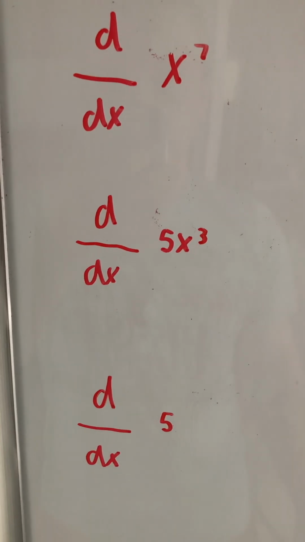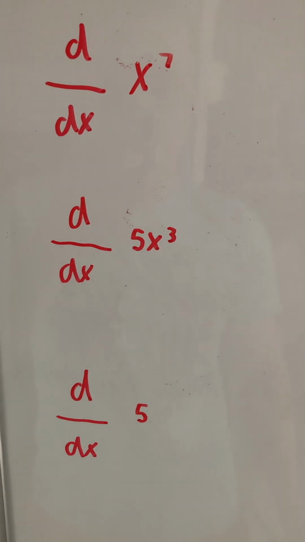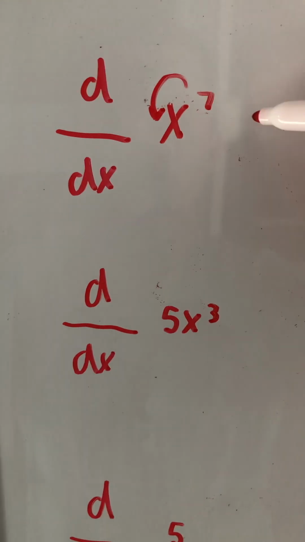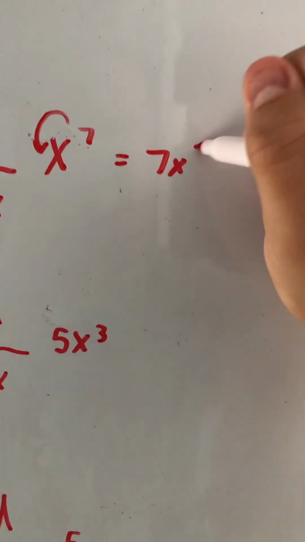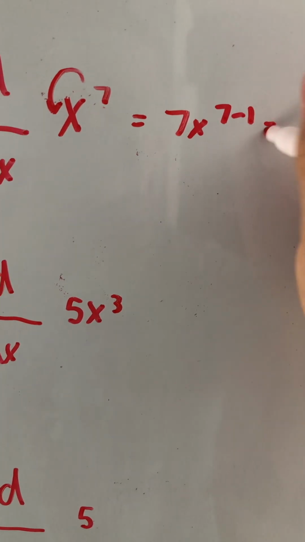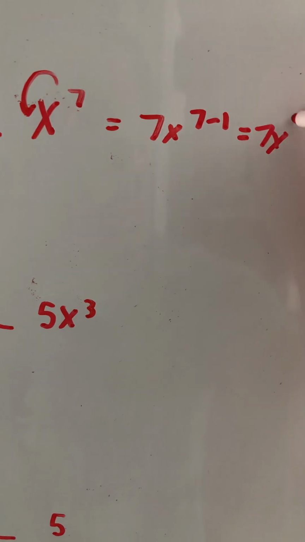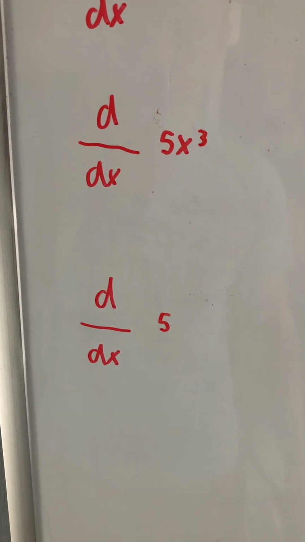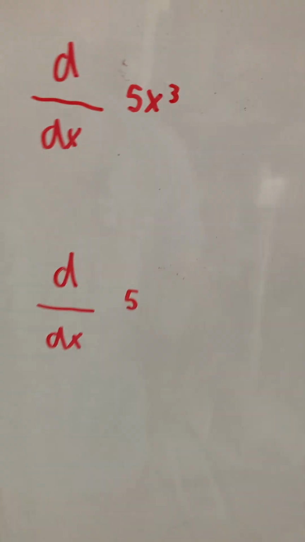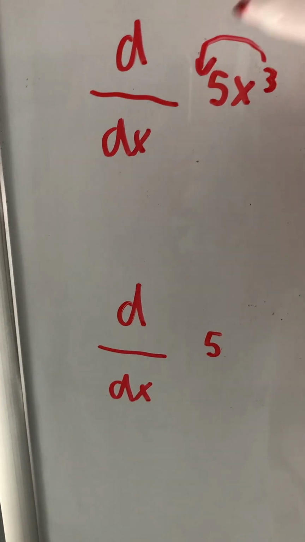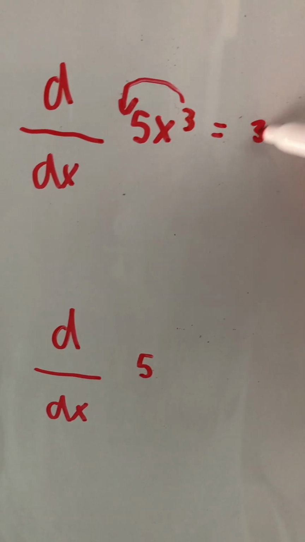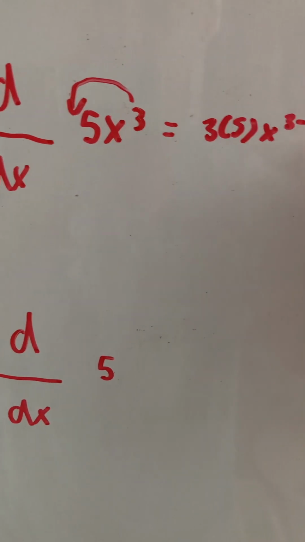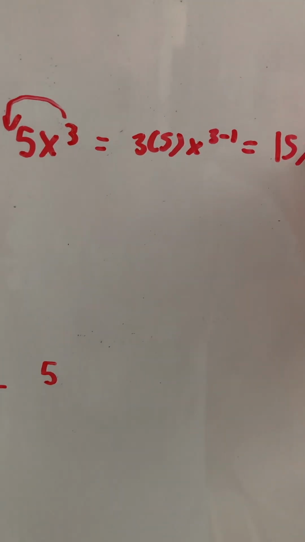So number 1, find the derivative of x to the 7th power. I'm going to move the 7 in front of the x. So it's going to be 7x, and it's going to be 7 minus 1. Alright, so that's going to be 7x to the 6th power. Alright, try this one. Find the derivative of 5x cubed. I'm going to move the 3 in front of the 5. So it's going to be 3 times 5x to the 3 minus 1, which is going to be 15x squared.